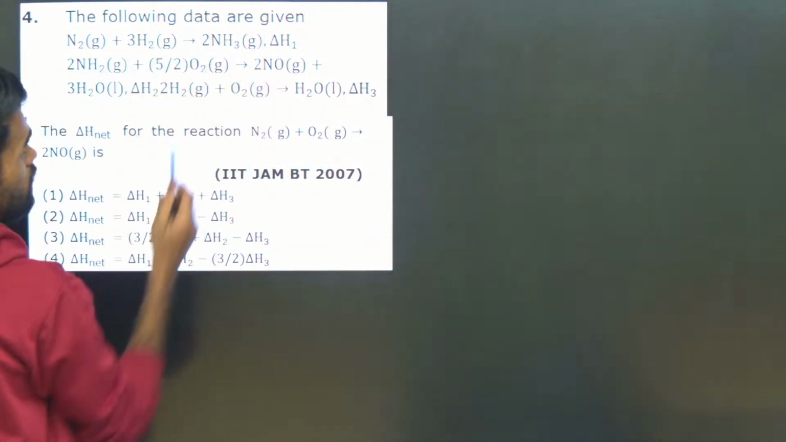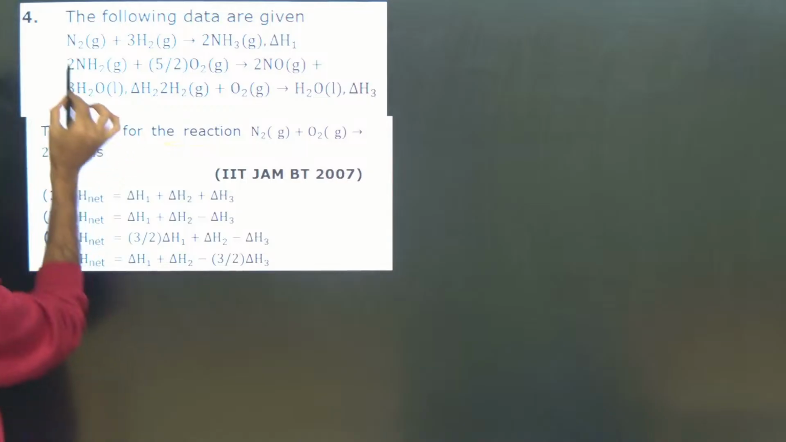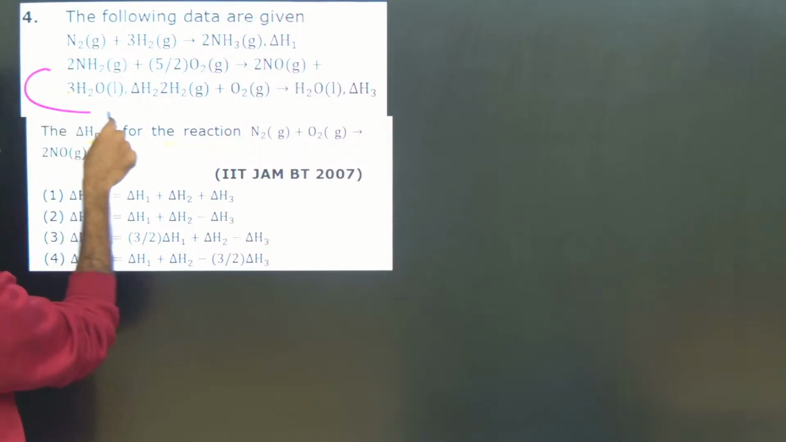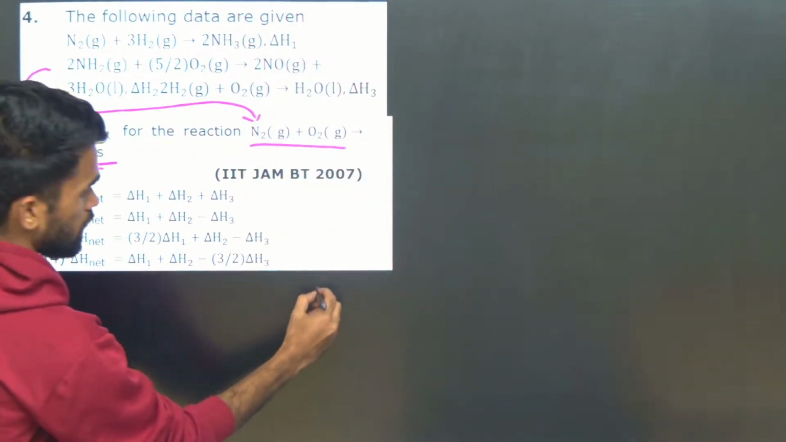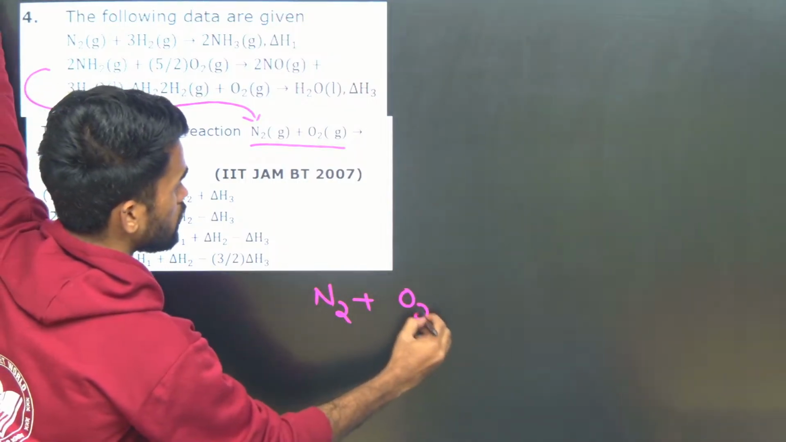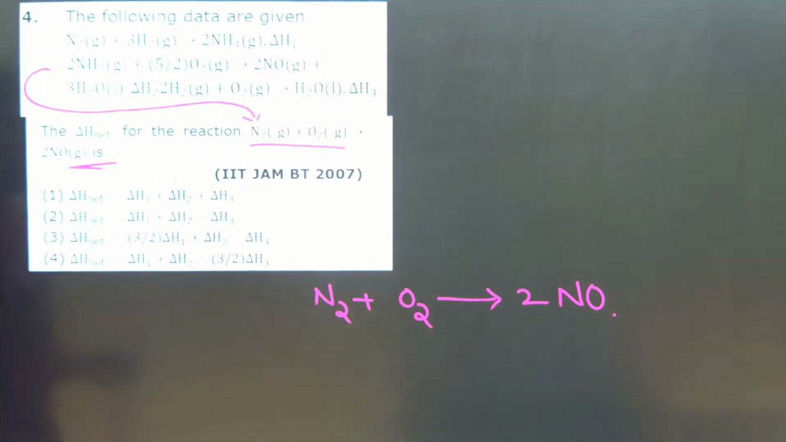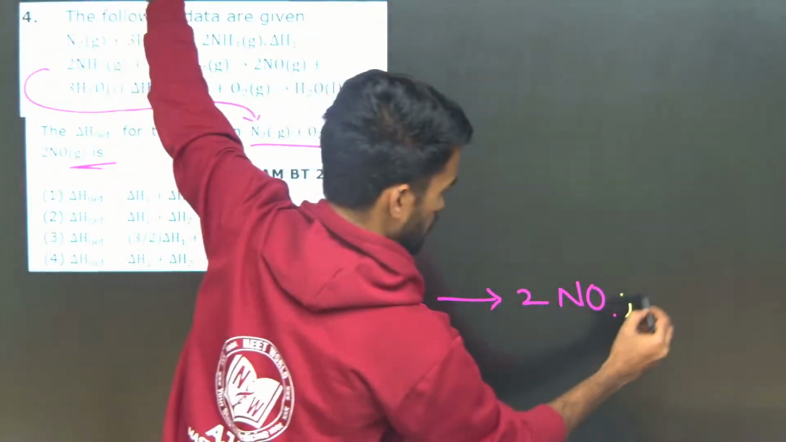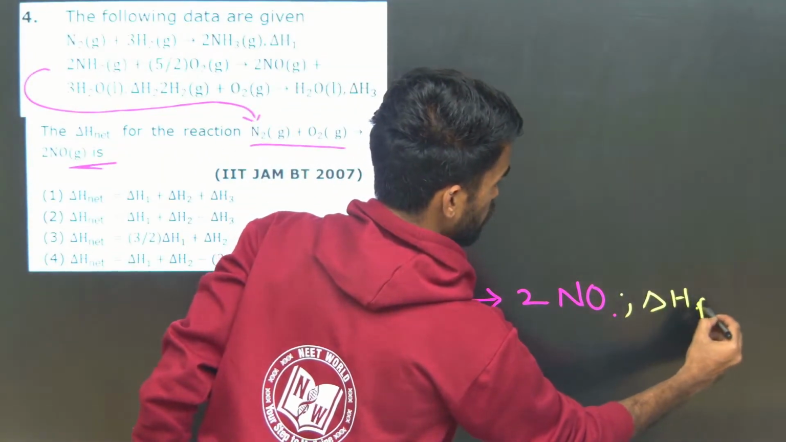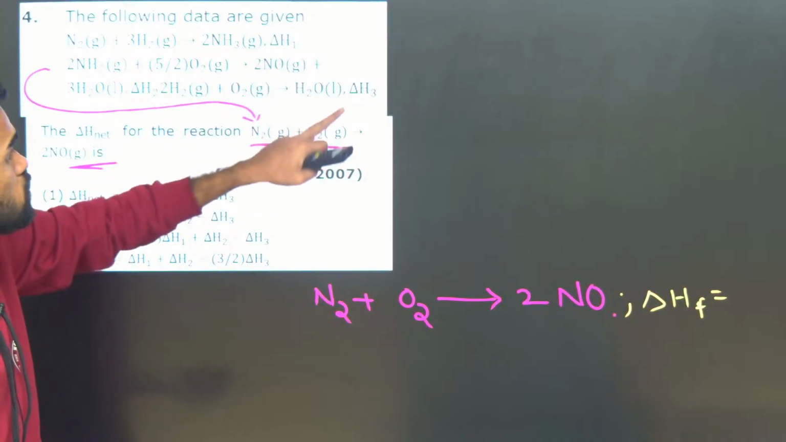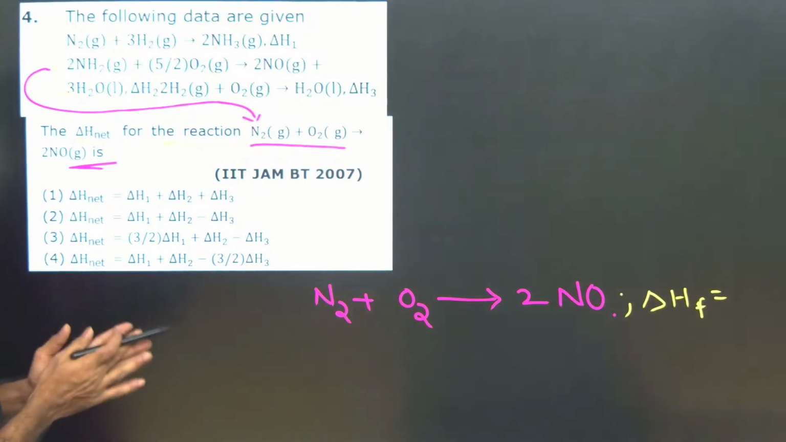The following data are given. See, these 3-step reactions are given, and they are asking for the net heat change for the final reaction. Using these 3 reactions, we need to find the net heat change for the final reaction they have mentioned. Here I am writing N2 plus O2 gives rise to 2NO. So for this reaction, what is the heat change? Delta H final will be equal to how much? By looking at H1, H2 and H3, we need to answer this. Very simple. This is called Hess's law. It's an application of Hess's law.